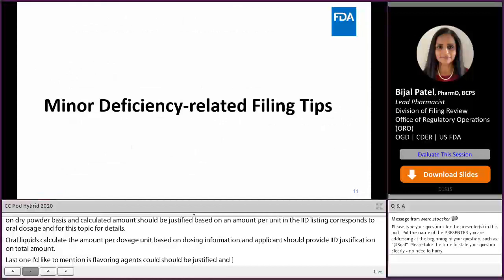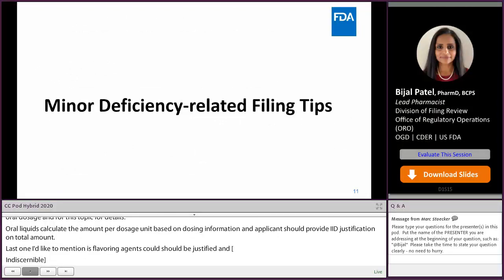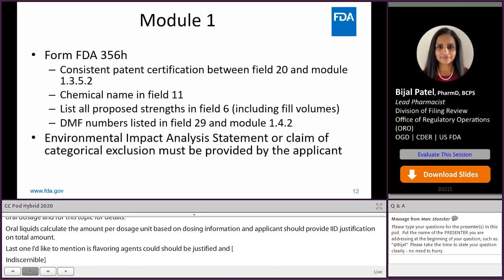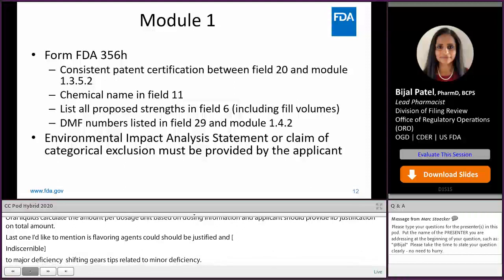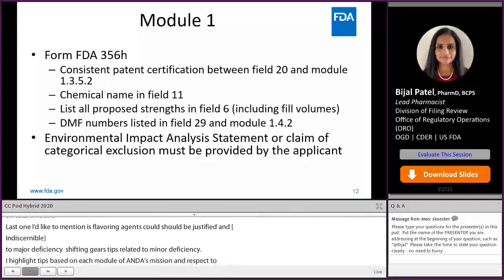So far, we've reviewed tips related to major deficiencies. Now shifting gears to tips related to minor deficiencies that are commonly issued. Here, I'll highlight tips based on minors we commonly issue by each module of the ANDA submission. In Module 1, with respect to Form FDA 356H, ensure consistency between the patent certification that is checked off in Field 20 of Form 356H and information provided in Module 1.3.5.2.